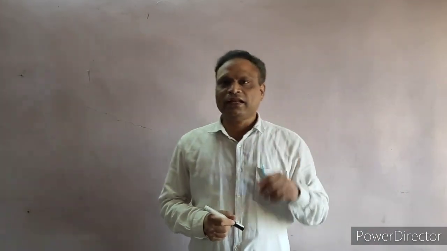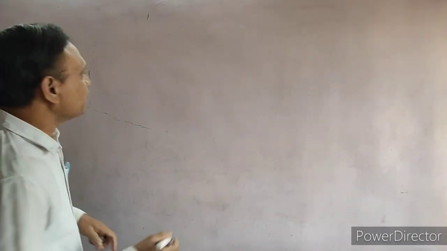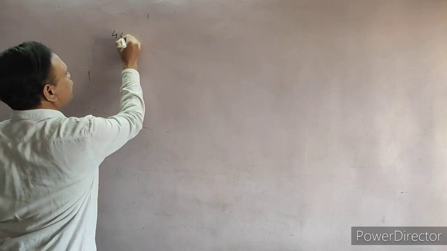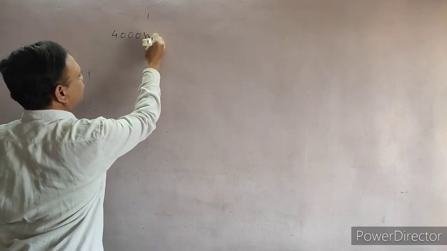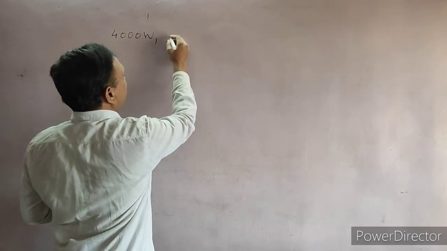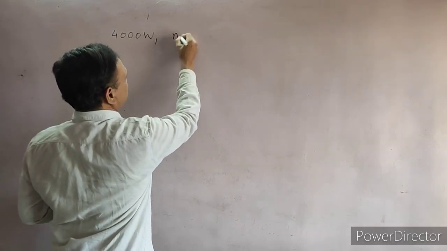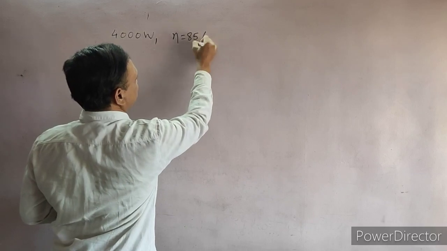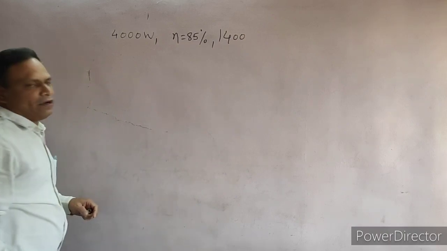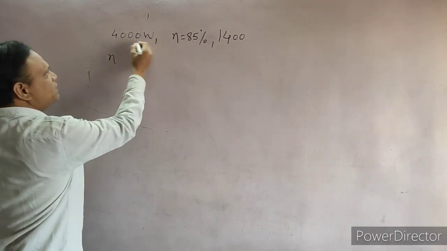It is very simple. In the first part, we have seen how to calculate the BLDC motor's wattage, and we found that the wattage of the BLDC motor was 4000 watt. Now we will say the minimum efficiency of the BLDC motor is 85%. So eta I will take as 85%, right? And it has an RPM of 1400, right? This is the output power.